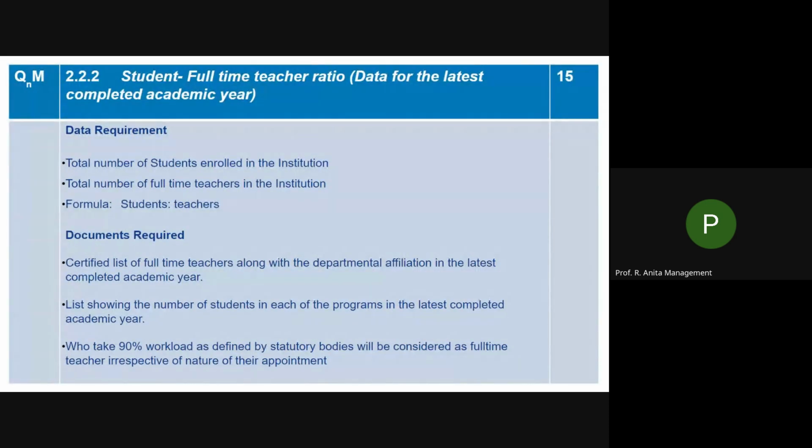Coming to 2.2.2, the student full-time teacher ratio. Now, take the total number of students enrolled in the institution in that particular academic year, and the total full-time teachers, and take the ratio. For documents, you need a certified list of full-time teachers for the latest completed year, signed by the principal. You also need the total list of the students, signed by the competent authority. And when you're calling them full-time teachers, they should be taking 90% of the workload. Only then do we call them full-time teachers, right?